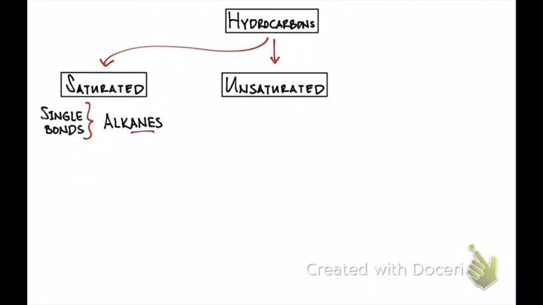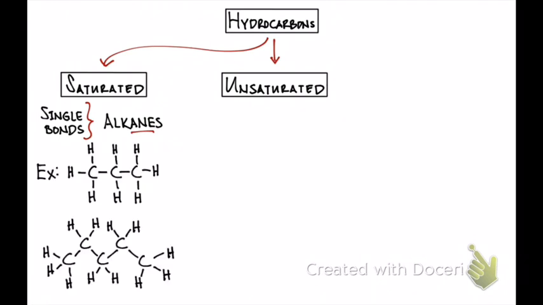Okay, so I give you two examples here. The first one is propane. And as you can see in the name propane, it ends in ANE. The one underneath it is pentane. Okay, and pentane is a saturated hydrocarbon containing 5 carbons, and it also ends in ANE.